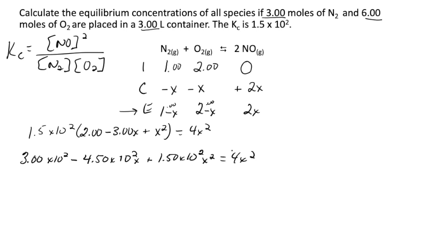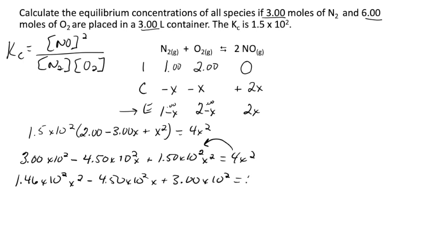Next, I want to move 4x squared to this side and set everything to 0. And remember, 1.50 times 10 to the second is larger than 4. So this will be 1.46 times 10 to the second x squared minus 4.50 times 10 to the second x plus 3.00 times 10 to the second equals 0.